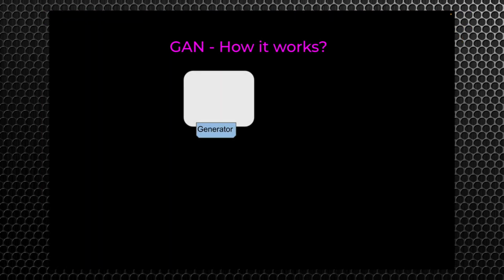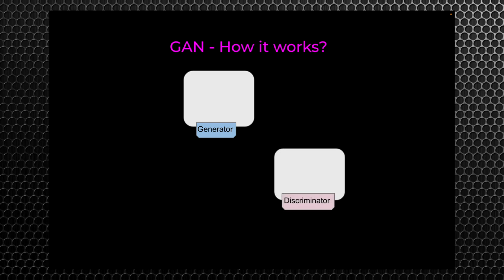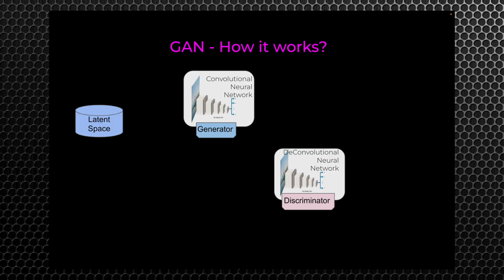So we already know that any GAN, or generative adversarial network, is a combination of two neural networks. One is the generator, which uses the convolutional neural network, and the other one is the discriminator, which uses the deconvolutional neural network. The generator uses latent space to read the latent vectors and generate the artificial or generated content. This generated content is processed by the discriminator.